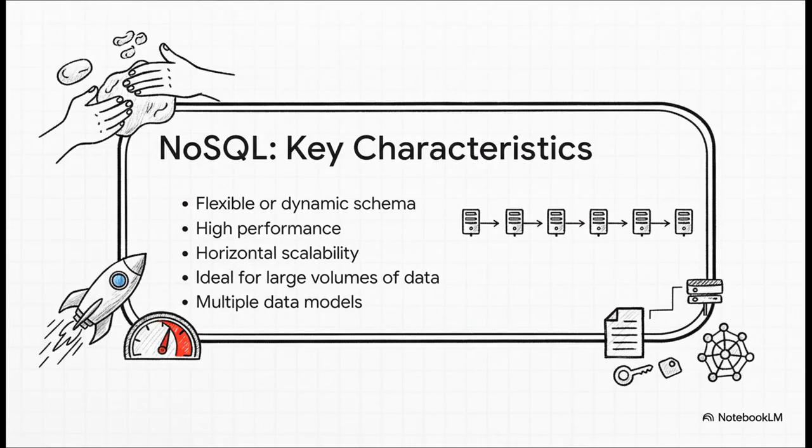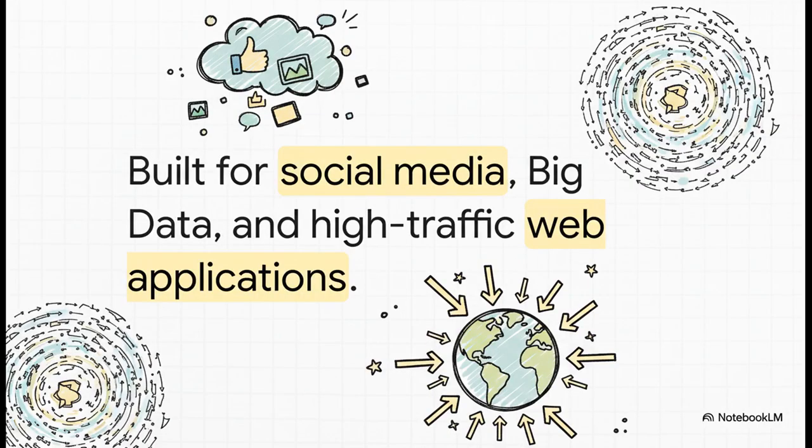So what's the big deal with NoSQL? First off, the schema is flexible. You don't need that blueprint. You can just toss different kinds of data in and it'll handle it. These databases are also built for insane performance and something called horizontal scalability. And trust me, we'll get to why that's a game changer in just a minute. They're perfect for handling absolutely massive amounts of data, and they come in all sorts of flavors, like document databases or key value stores. This mix of flexibility and raw power is exactly why NoSQL is the darling of the internet giants. Think about a social media app. It has to handle a constant flood of posts, photos, videos, likes, comments, all in real time from millions of users.